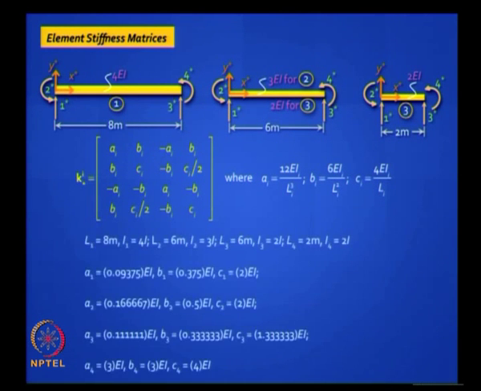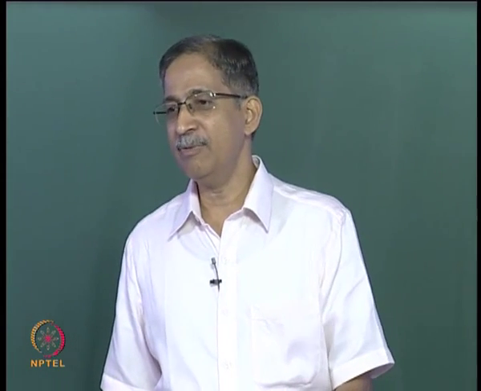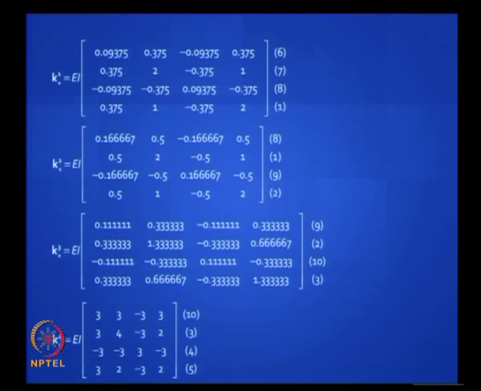So for each element, spell out the length and the EI value, that is all you need. And then you get the values of A, B and C for all the 4 elements. Okay. This is just an algorithmic way of generating the matrix, you can do it in your own way. Is it clear? At the end of the day you must get these 4 element stiffness matrices. Is it clear? These are properties of the structure, they do not depend on the loading.